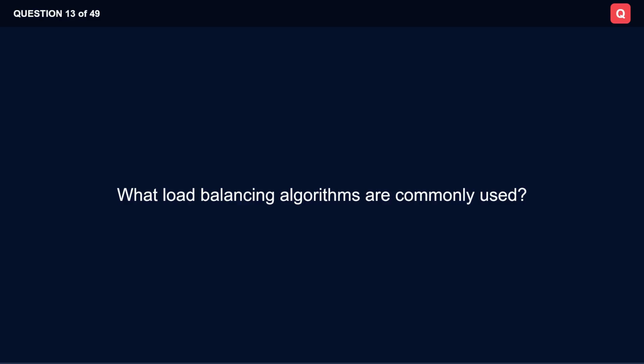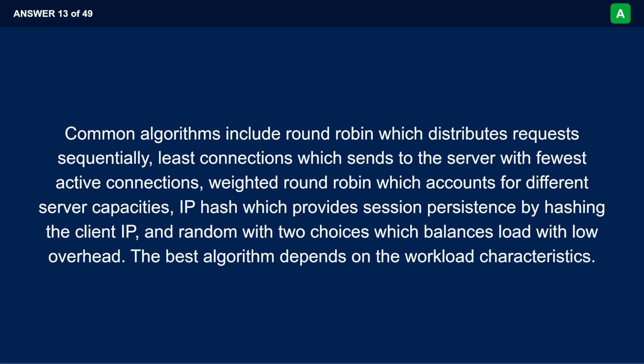What load balancing algorithms are commonly used? Common algorithms include round-robin, which distributes requests sequentially, least connections, which sends to the server with fewest active connections, weighted round-robin, which accounts for different server capacities, IP hash, which provides session persistence by hashing the client IP, and random with two choices, which balances load with low overhead.